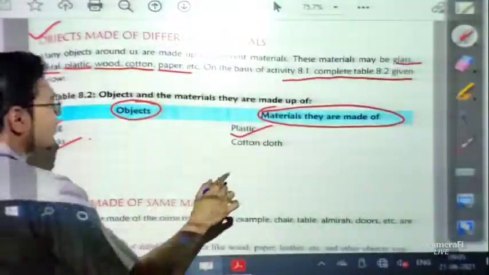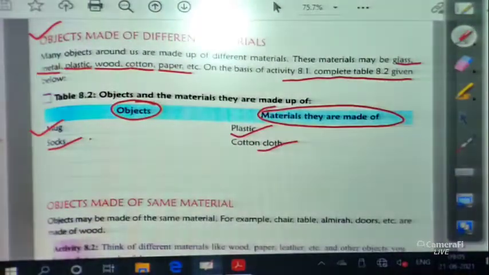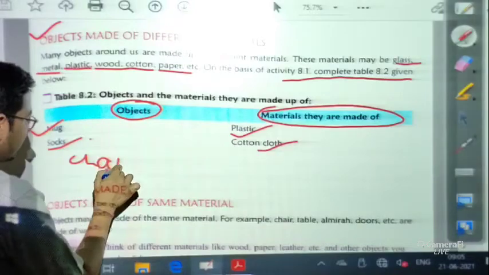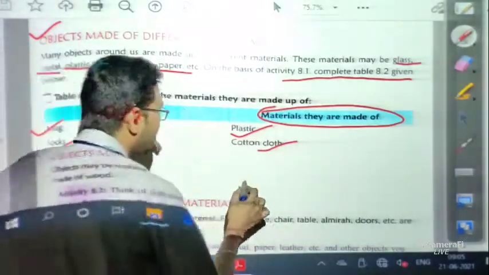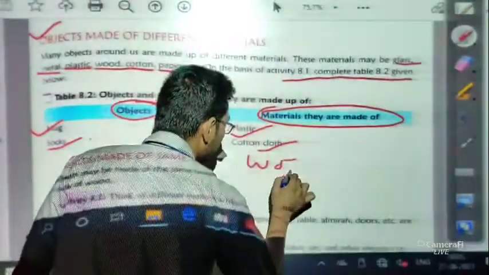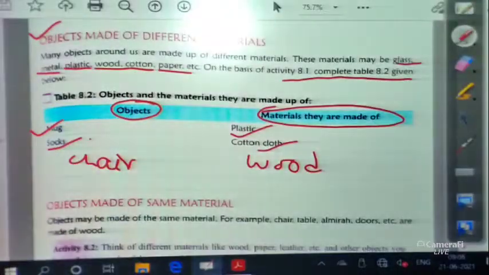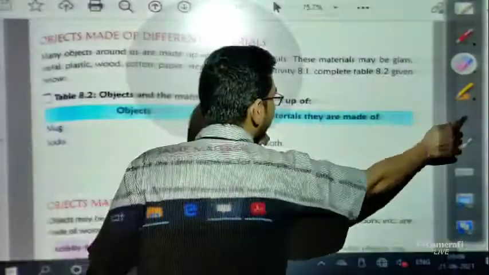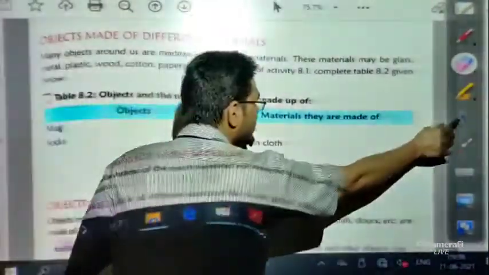Now socks can be made of cotton cloth, so it is written as cotton cloth. You can find many examples, such as chair. So chair can be made of what material? It is wood. Okay, so chair can be made of wood, so you can write it that way. Just fill up the table in this way. Very easy one. The first two tables, the objects you can find in our surroundings, no problem on that.